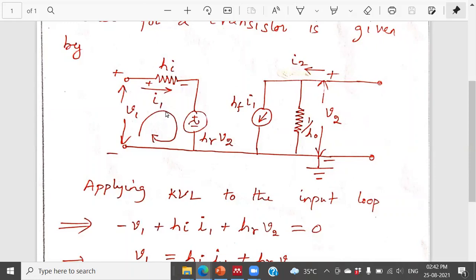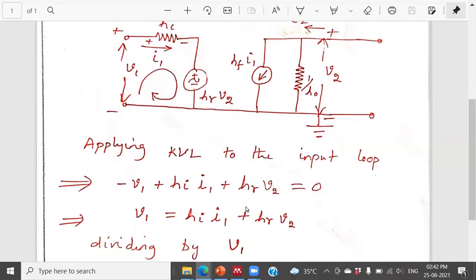So this is the KVL equation: the sum of the voltages in a closed loop is equal to 0. Now if we send V1 to the other side, it becomes positive. So plus V1 will be equal to Hi I1 plus Hr V2. Rearranging such that V1 is on the left side, V1 will be Hi I1 plus Hr V2.